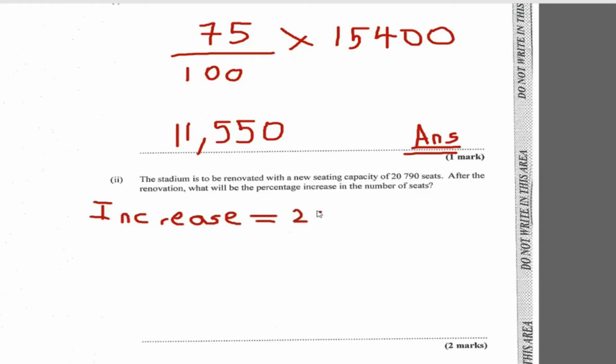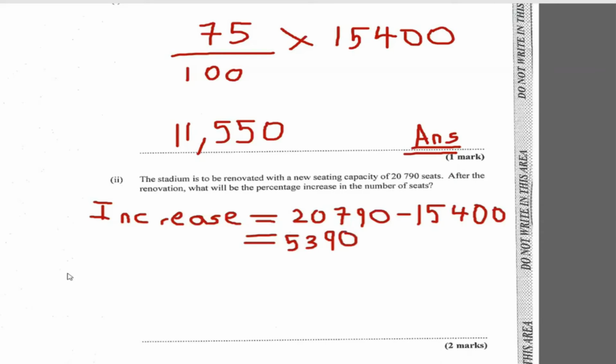So the increase is 20,790 minus the original capacity, which was 15,400. Now, when you take the difference between the two, that will give you the number of increased seats. So taking the difference between the two, we're getting that the number of increased seats is 5,390. So that's the number of increased seats.